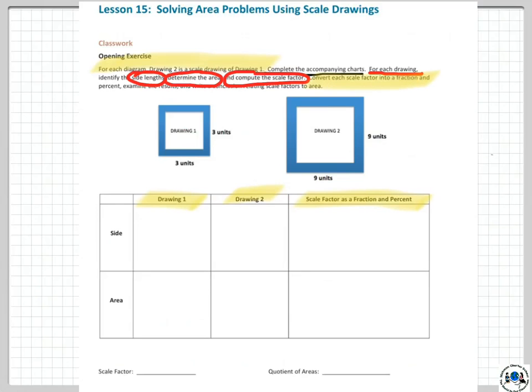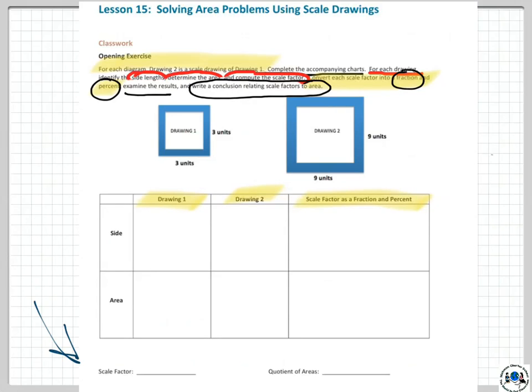Then we're going to convert each scale factor into a fraction and percent, examine the results, and write a conclusion relating scale factors to area. There's quite a bit to do. We're going to fill in this entire chart, and also pay attention to filling in those 2 lines down there. Alright, so let's go ahead and begin.